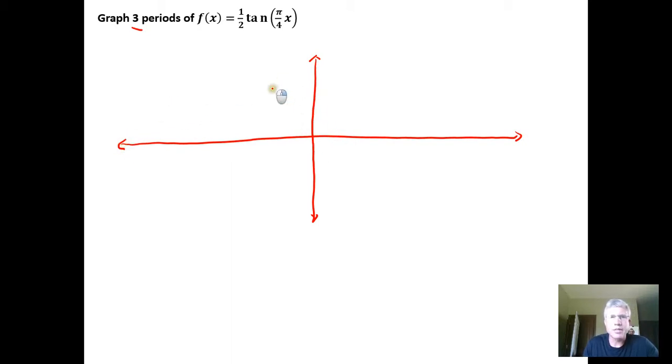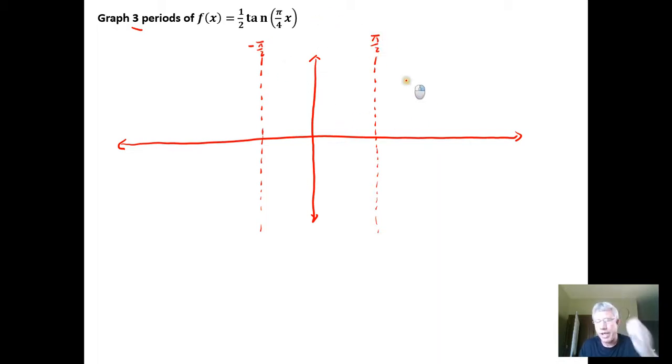Well, it usually has a vertical asymptote at negative pi over 2 and equally spaced on the other side of the output axis. There is another vertical asymptote at pi over 2 or 90 degrees. And this happens at pi over 2 radians. This happens at negative pi over 2 radians if we're in radian world, or negative 90 degrees and 90 degrees if we're in degree world.